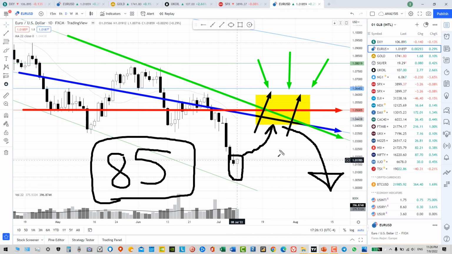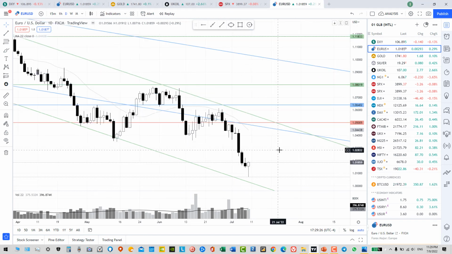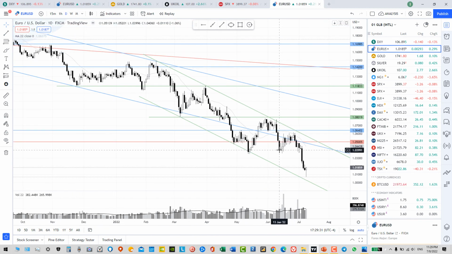And technically, as long as the euro is below the zone ranging from 1.04 up to 1.06, things are also very negative and under severe selling pressure, targeting 0.85 over the long term. And don't forget, the 0.85 target is calculated by subtracting the 20 cents of the monthly trading range from 1.05, which is the broken monthly support.